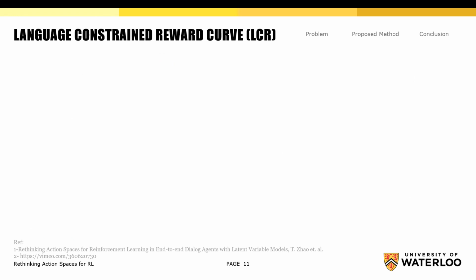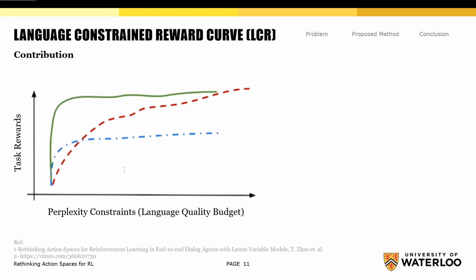As the last contribution, they introduce a new metric for this setting that simultaneously shows the rewards and the language quality. If you're familiar with NLP, you should know that we want models that keep the perplexity as low as possible. So let's say we have a specific budget for our perplexity. The x-axis shows our language quality budget by perplexity in this curve, and the y-axis represents the task rewards.